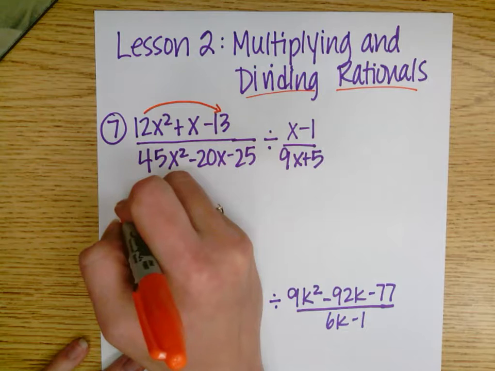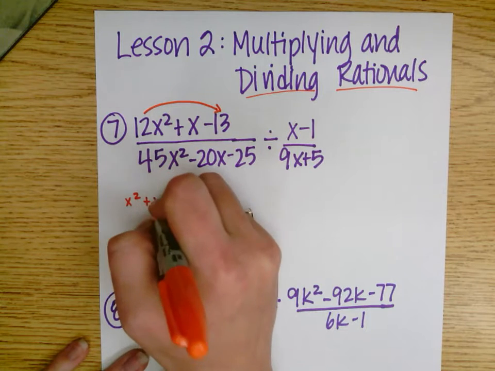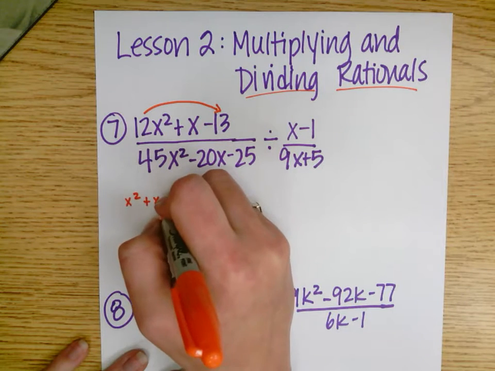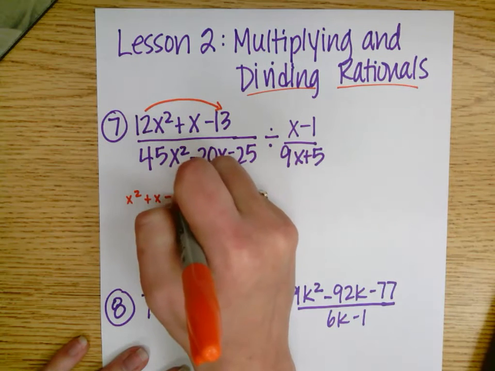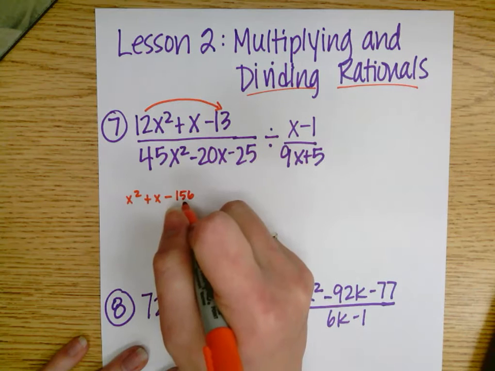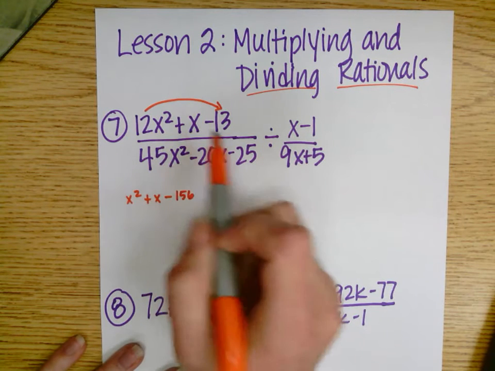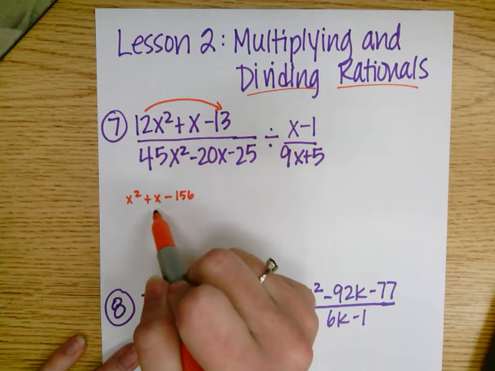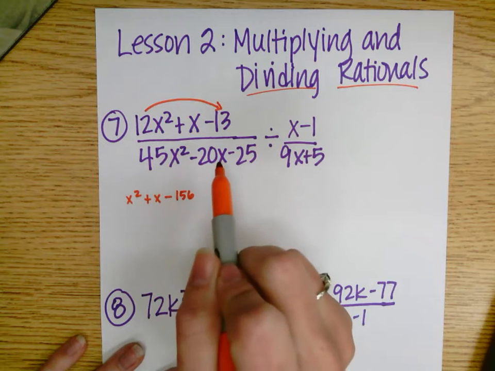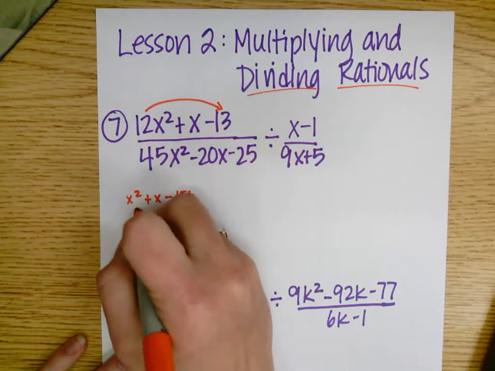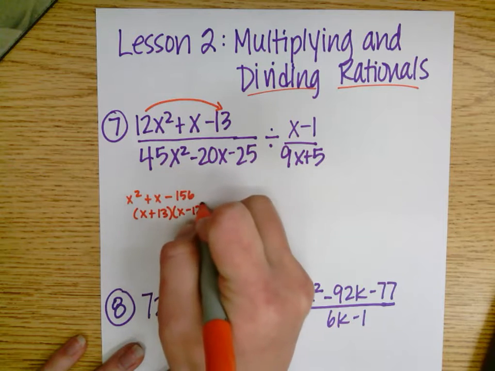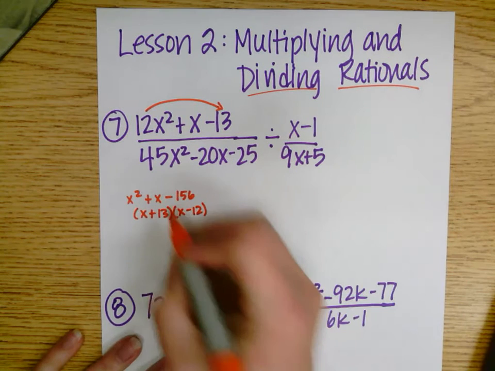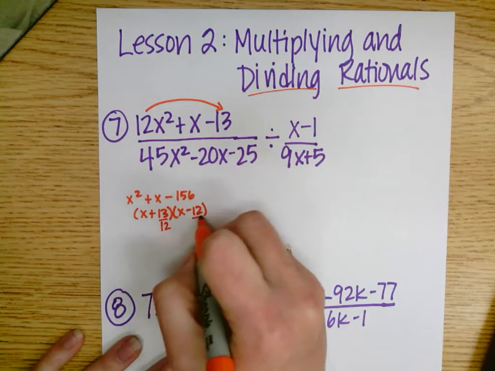So I'm going to work on sliding the 12 down. So x squared plus x minus, I don't know, 12 times 13, do you? 156. Now this is actually going to be easy to factor because 12 and 13 are already 1 apart. So, I need a positive 13 and a negative 12. So this will be x plus 13, x minus 12. Alright, and then I have to go back and divide by 12, move the 12 over.